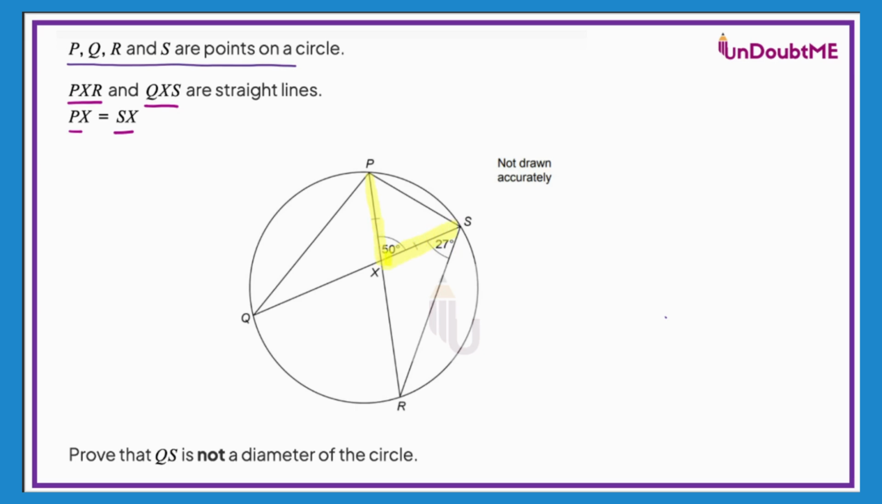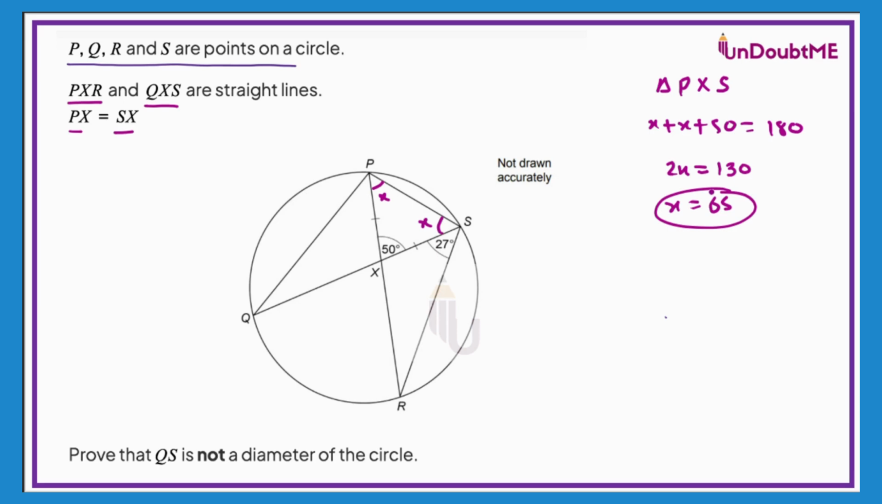Okay, so considering those two as equals, I will start first in triangle PXS, where these two angles I am assuming to be x. So I can say 2x plus 50 is equal to 180, angle sum property of a triangle, and 2x is equal to 130, x is equal to 65. Now why have I found this? Let me come to the question again.